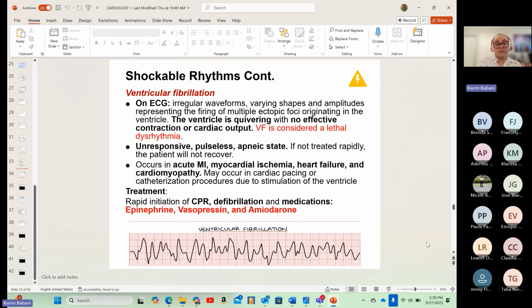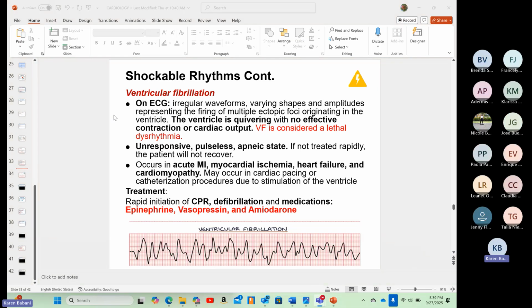The very first thing you do here, remember, like I said, every time you have a patient who's unresponsive and pulseless, CPR is your first thing. What is the first thing you need to do? The first thing you need to do is CPR. You need to start compressions. You need to do CPR. You need to defibrillate. You need to give medications. What are your medications? You're going to give epi, you're going to give vasopressin, and you're going to give amiodarone.